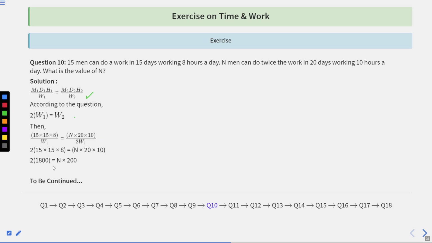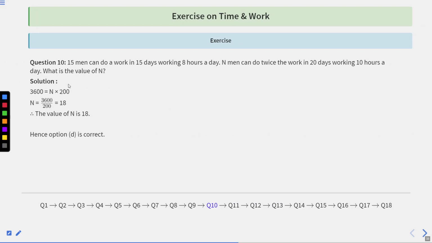So you just have to simplify this and you will get 3600 equal to n into 200. So n is equal to 18. Therefore, the value of n is 18. So the option correct here is option D.